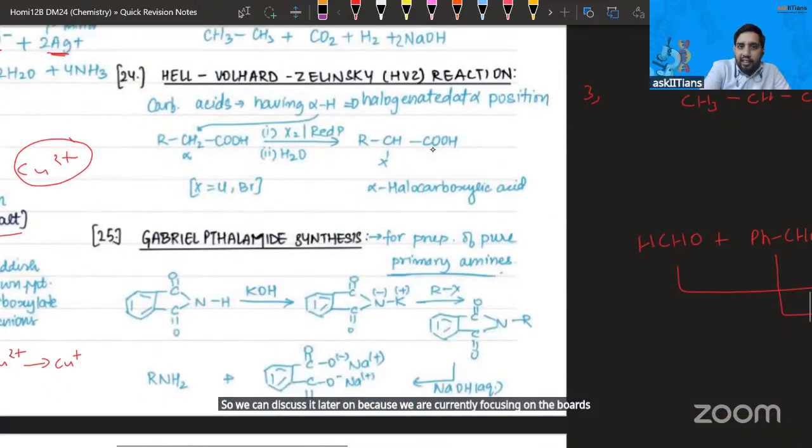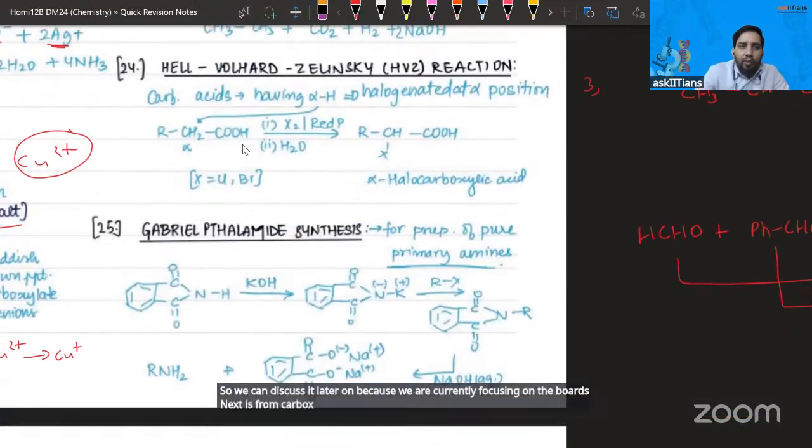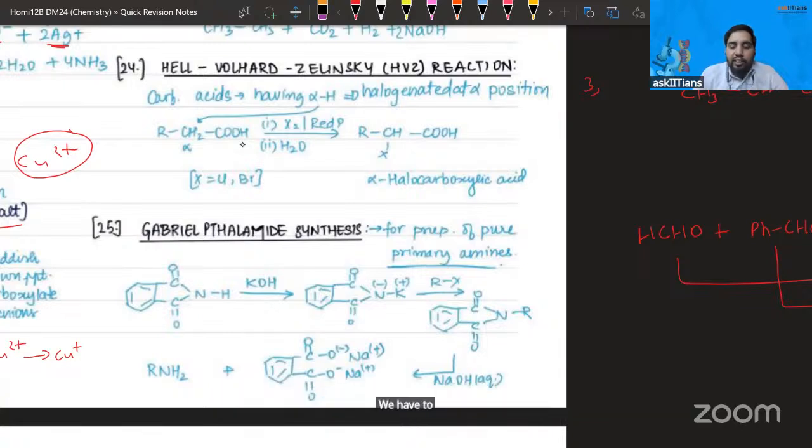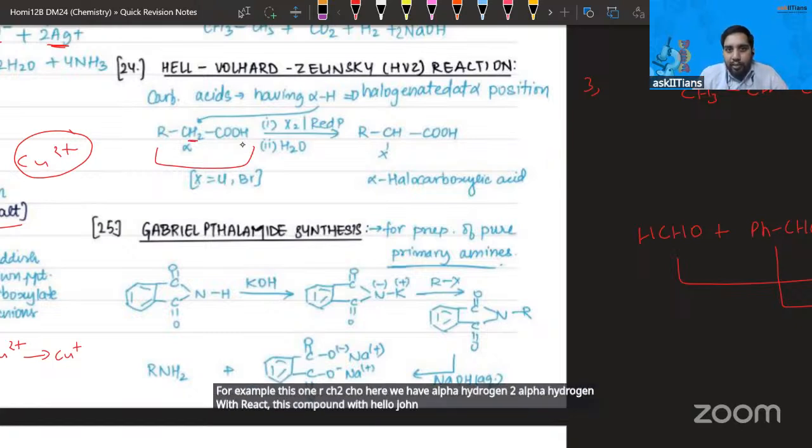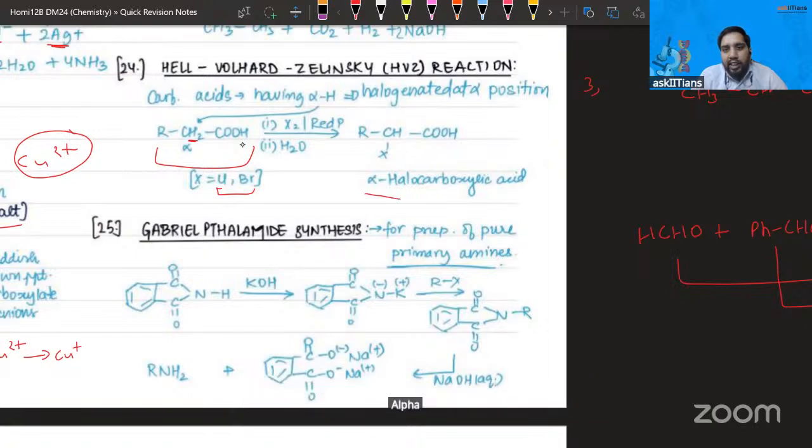Next is from carboxylic acid, Hell-Volhard-Zelinsky reaction, HVZ reaction. In HVZ reaction, we have to take any carboxylic acid which consists of alpha hydrogen. For example, this one, RCH2COOH. Here we have alpha hydrogen, 2 alpha hydrogens. We react this compound with halogen in presence of red phosphorus. We can take chlorine or bromine as the halogen, X2, red phosphorus. Hydrogen is going to be replaced by X and we get alpha halocarboxylic acid.